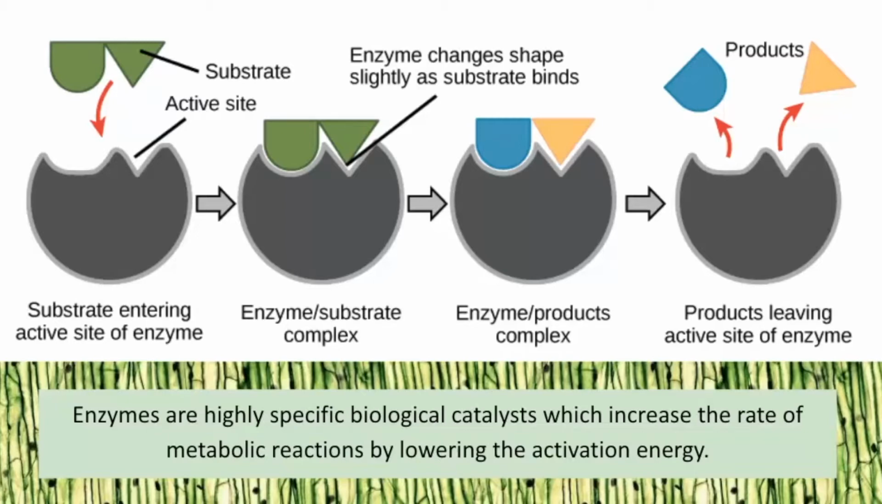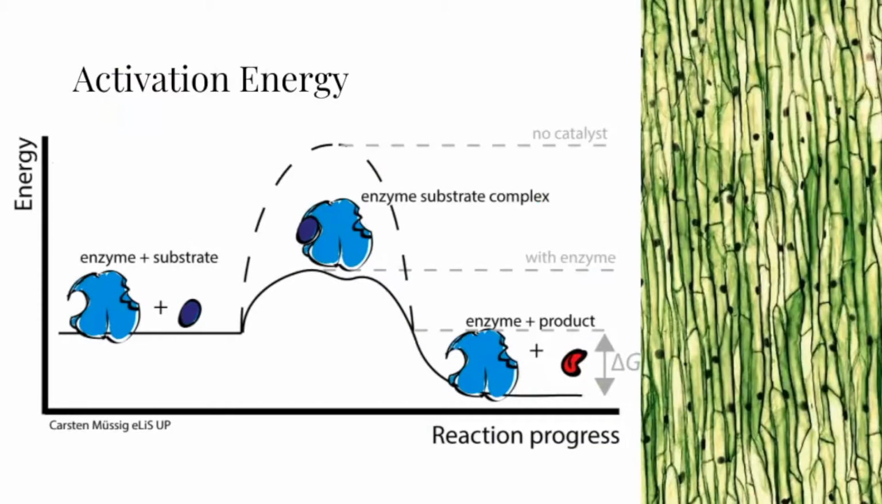As you can see in this diagram, the x-axis is the reaction progress, and the y-axis is the energy required to complete the reaction. The dotted line represents the reaction taking place without the catalyst enzyme. It requires significantly more energy to complete the reaction, whereas the bold line represents the reaction with the enzyme. This diagram shows the process of enzyme reaction at each stage of the reaction as well.